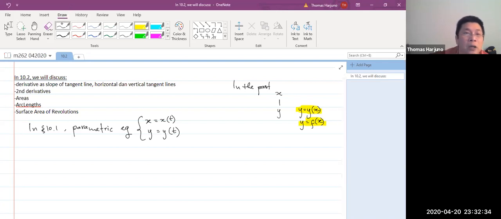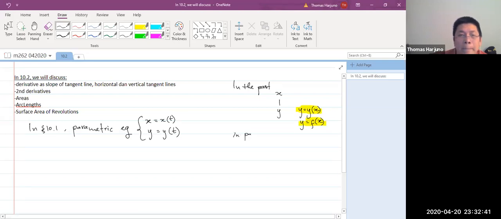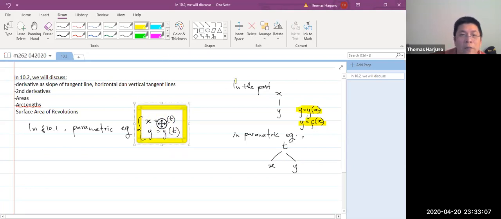Now, in parametric equation, however, the independent variable is t, and our x and y's depend on that t. Therefore, the notation we use is basically this notation here. X as a function of t and y also as a function of t. Now, furthermore, the reason I want to go back to this notation here is because of the following.